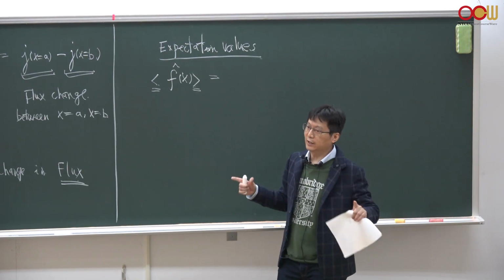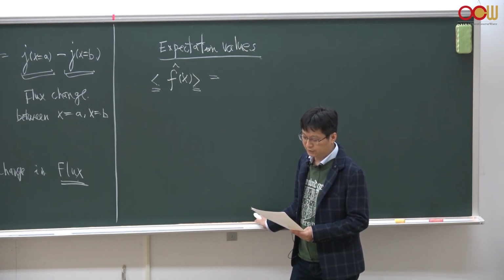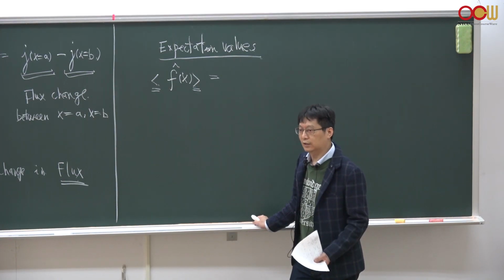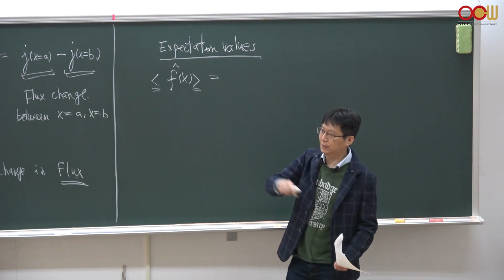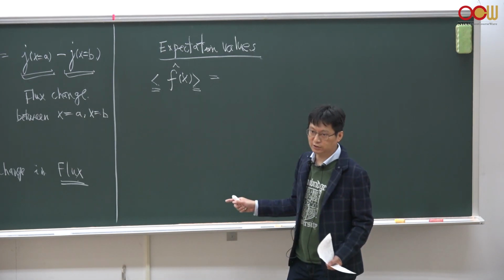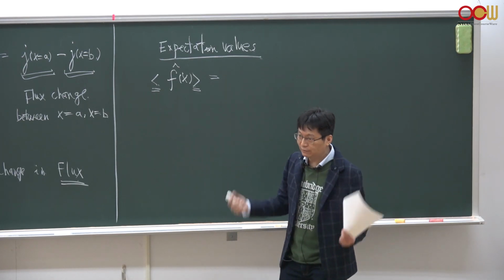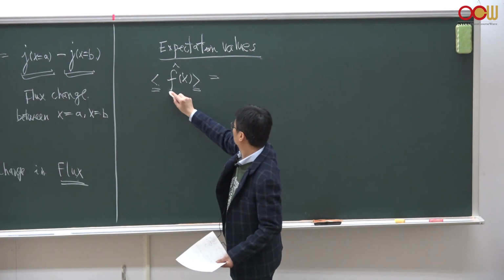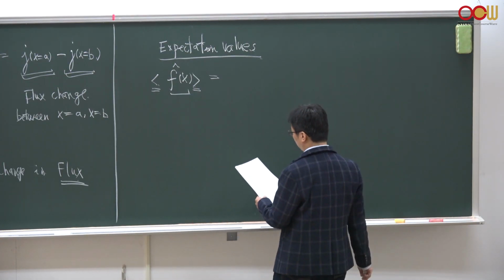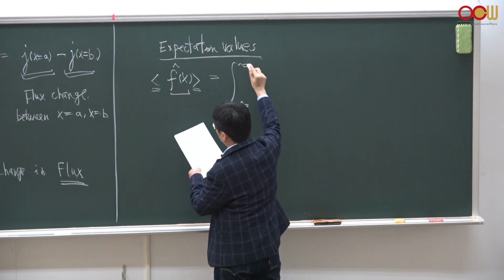So suppose you take 100,000 measurements, and in each measurement you may find a different answer. But if you repeatedly take many measurements like this, you may have the average value, or expectation value, of a certain quantum mechanical observable f of x, and this is given by this integral.